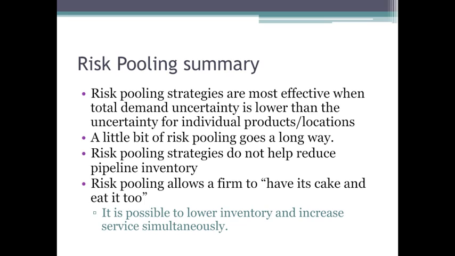So, in summary, risk pooling a little bit goes a long way. What you generally want to do is you want to reduce the total demand uncertainty by combining it. Effectively, the demand uncertainty of a bunch of means together, a bunch of averages together, is lower than the uncertainty of those averages individually. Now, it generally does not help reduce the inventory in the pipeline, but the goal is to reduce the inventory at the end, the product inventory that's available.